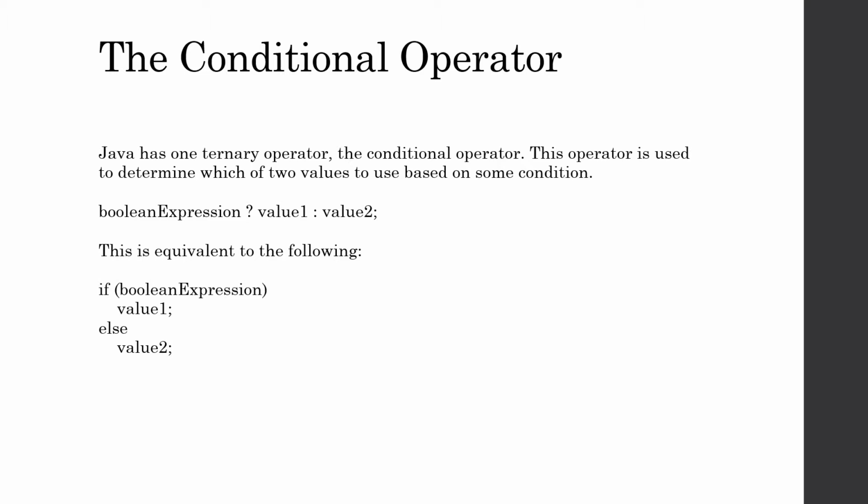So the general syntax for it is going to be that we have a Boolean expression. So this is the condition that we're checking. We then have a question mark character that comes after that expression. And then we have our two values. So we've got a value 1. We're going to choose that value if our Boolean expression evaluates to true. And then we have a colon, and then value 2, we'll choose that one if our Boolean expression evaluates to false. So the code that we have right here, this general syntax for it, this is going to be equivalent to if our Boolean expression, take value 1, else take value 2.